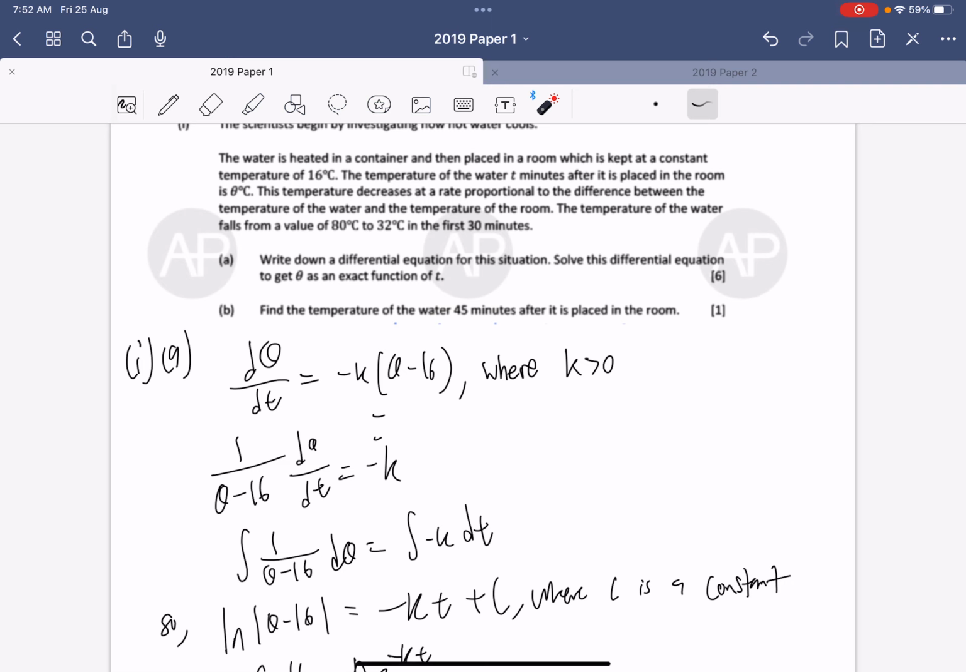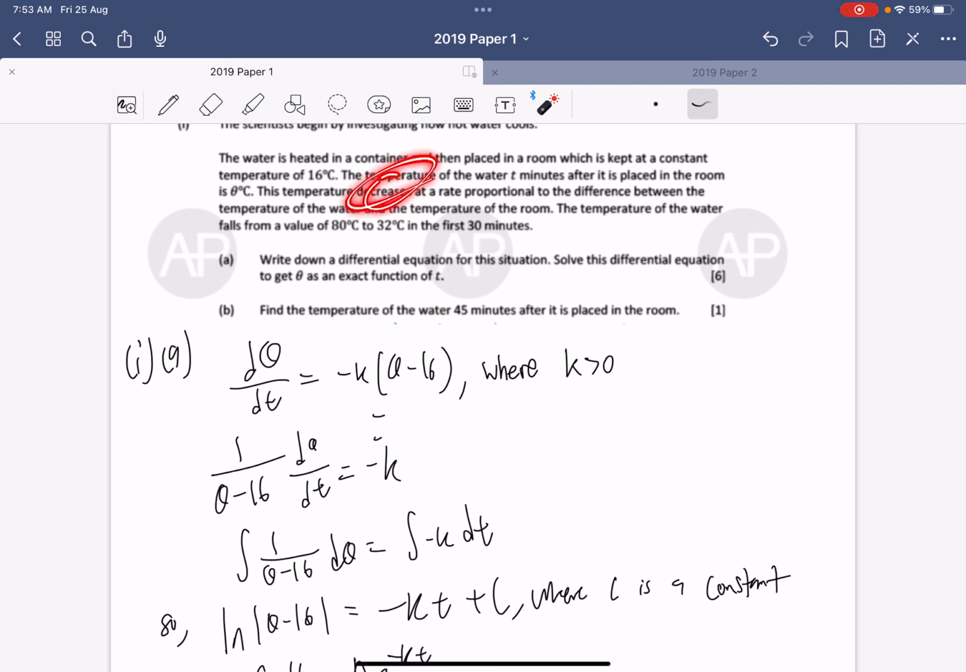decreases at a rate that is proportional to the difference between the temperature of the water and the temperature of the room. So dθ over dt now, this is the rate of change of the temperature.